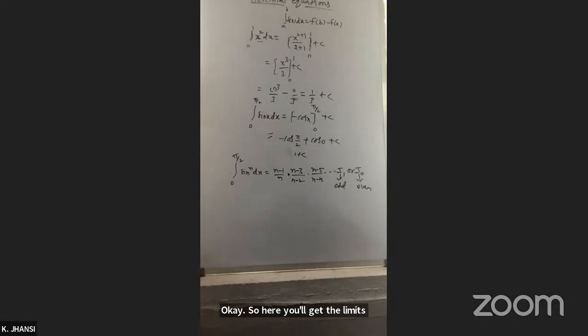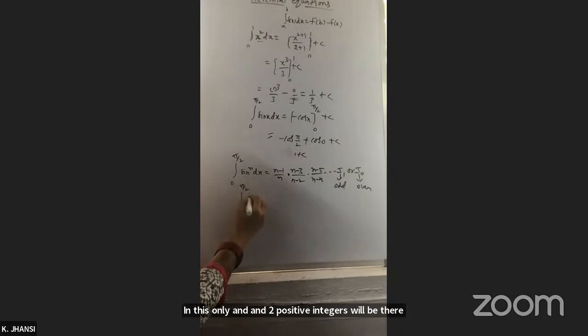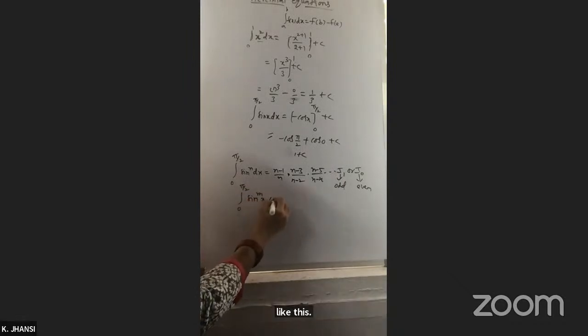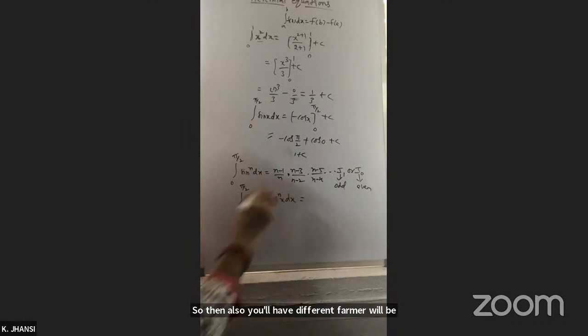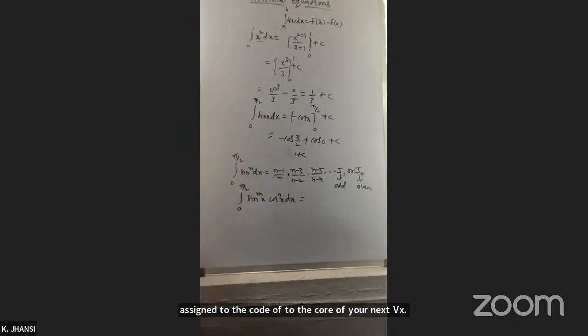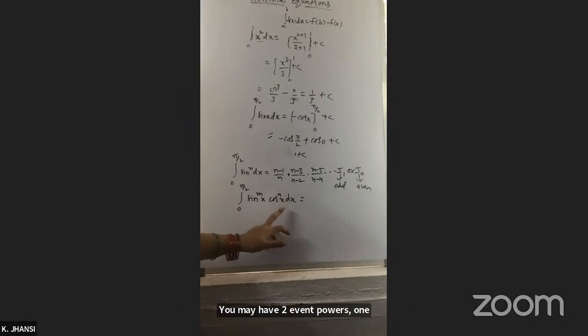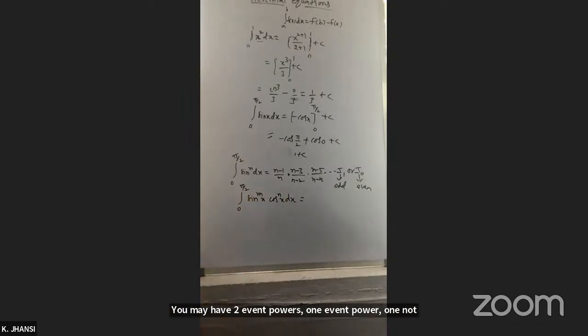In this concept, only a single function, sine to the power of n dx, is there. In some other cases, m comma n, two positive integers will be there, and then you will have a different formula: sine to the power of m x, cos to the power of n x dx. Whenever two functions are there with powers and the limits are from 0 to pi by 2, you may have two even powers, one even and one odd power, or two odd powers, so there are different types. For this, the formulas are in your textbook.